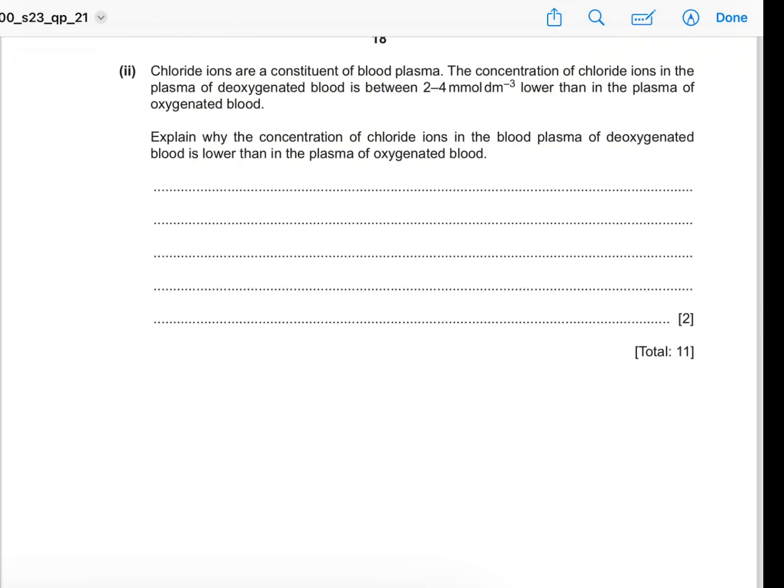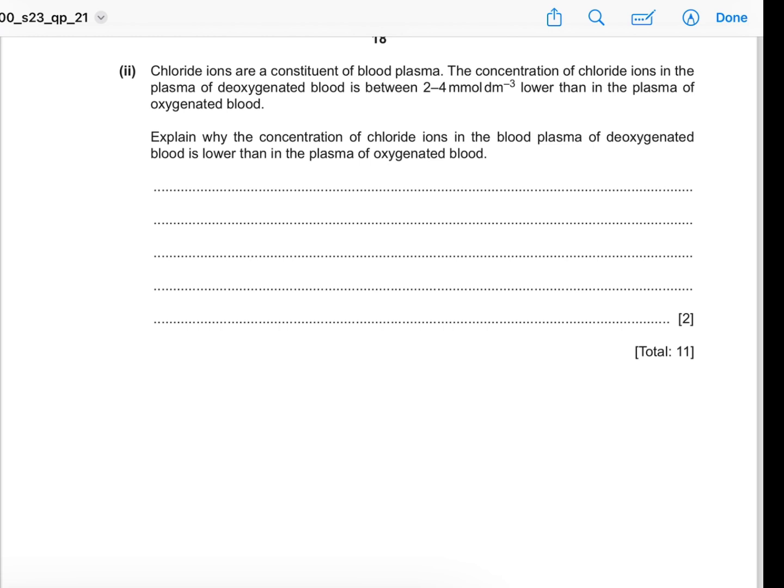Part 2, chloride ions are a constituent of blood plasma. The concentration of chloride ions in the plasma of deoxygenated blood is between 2 to 4 millimole per dm cube lower than in the plasma of oxygenated blood. Explain why the concentration of chloride ions in the blood plasma of deoxygenated blood is lower than in the plasma of oxygenated blood. Here you need to understand the chloride shift.